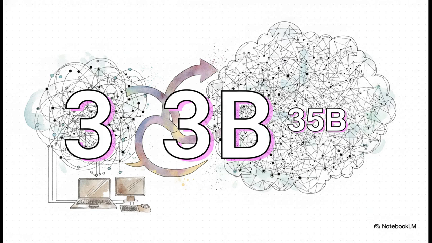The A3B in its name means it only activates 3 billion parameters per pass. Because it's a mixture of experts model, meaning it only routes tasks to the specific parts of its brain that are actually needed, you get 35 billion parameter reasoning power for a fraction of the compute cost. That is exactly why it fits right on consumer hardware that would normally just collapse under a dense 35B model.